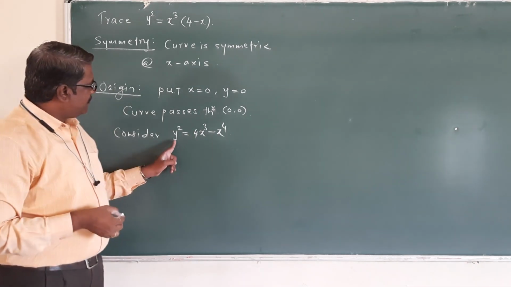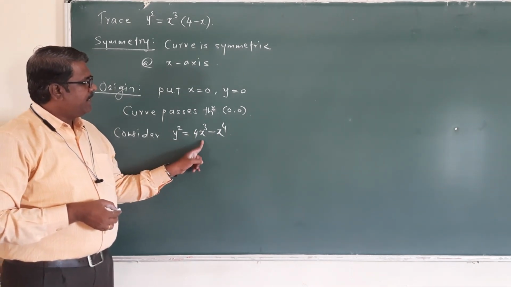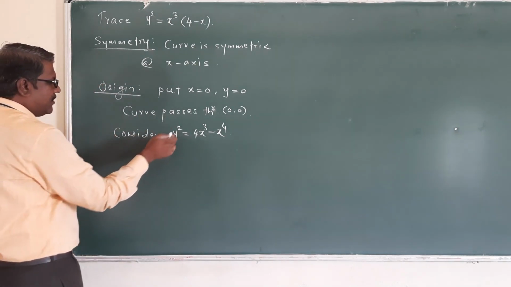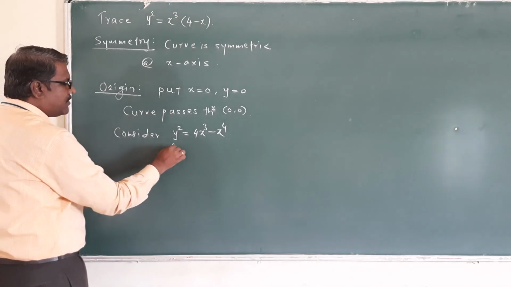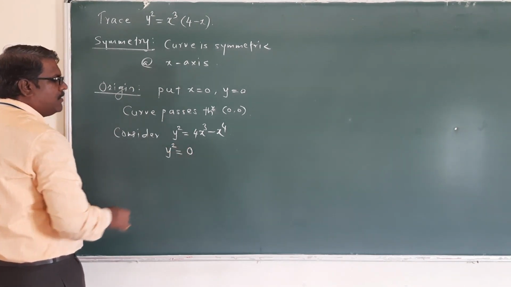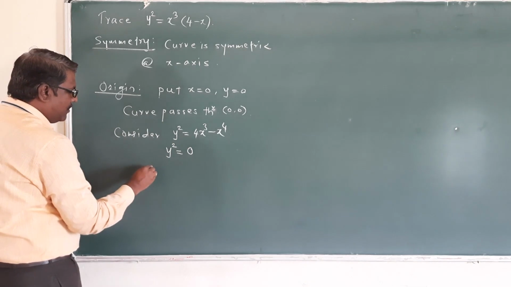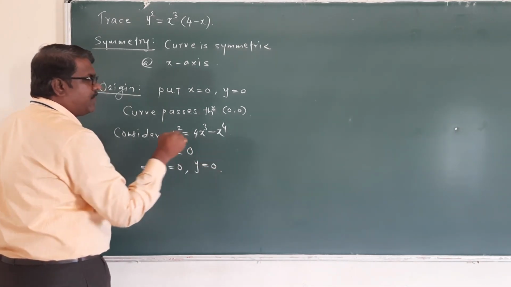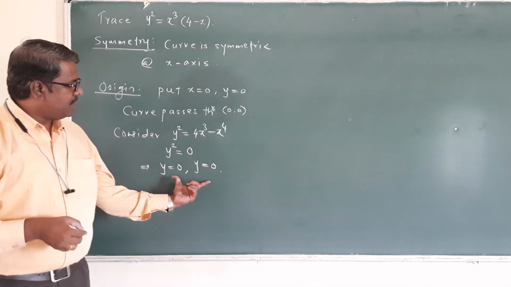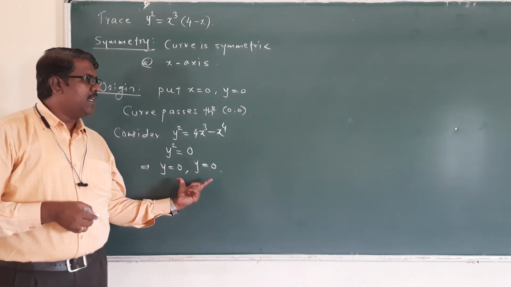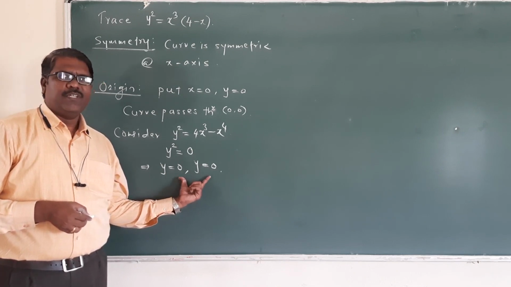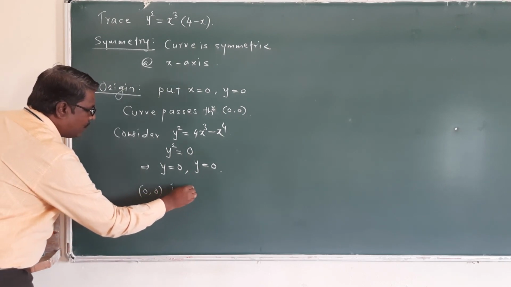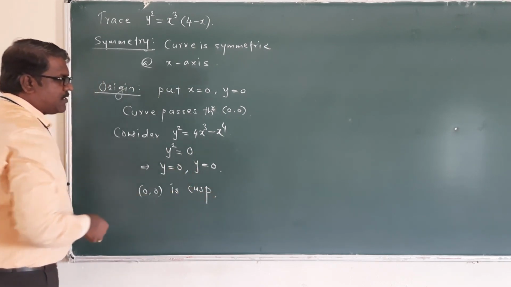Now in this equation, the degrees are 2, 3, 4. So here the lowest degree term is y square, and when I equate this lowest degree term to 0, we get y square is equal to 0, and this implies y equal to 0 and y equal to 0. So there are two tangents. These two tangents are real and same, and therefore origin is a cusp.